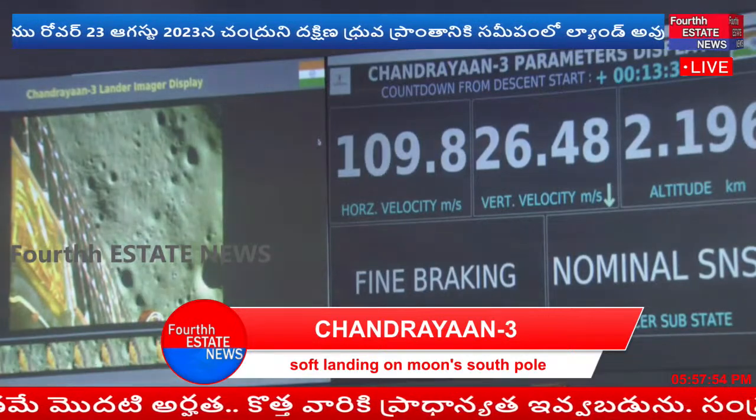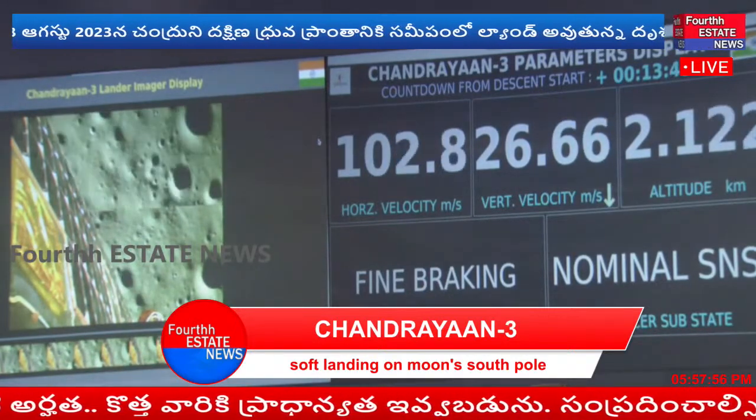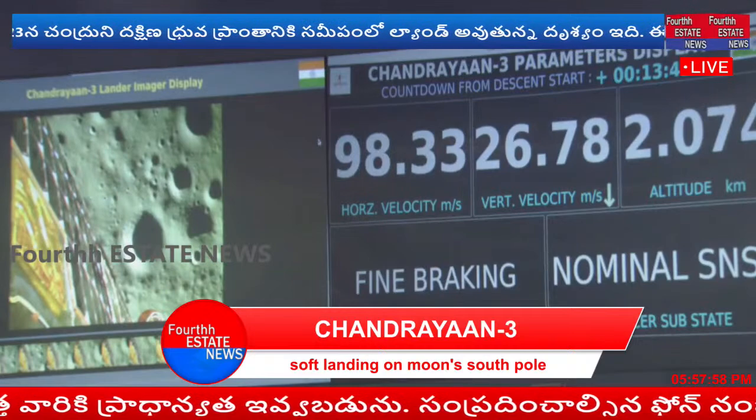We are very close to the moon's surface, nearly 2.6 kilometers, as we can see.